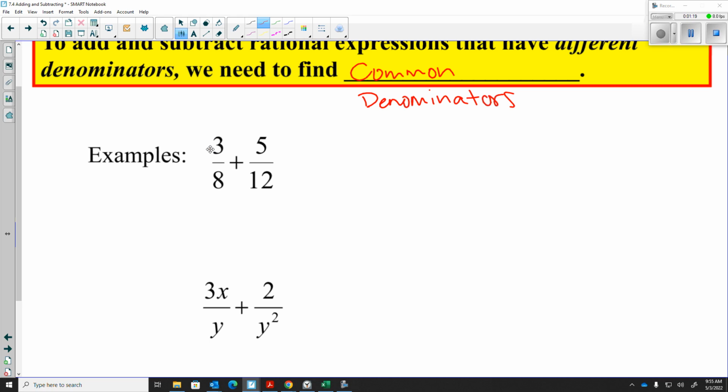As long as they match. Whatever you do to one part, you got to do to the other. So now it's 9 over 24 plus 10 over 24. Now the denominators are the same. Woo! Yay, 6th grade was so fun.